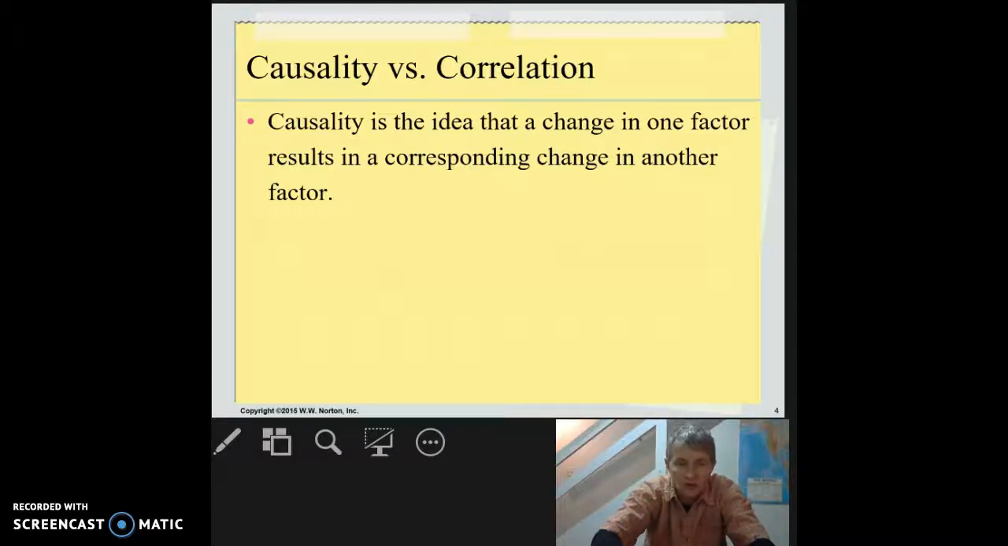Or do they merely seem like they go together? Just because they correlate doesn't mean one is causing the other. You really need to get that straight.